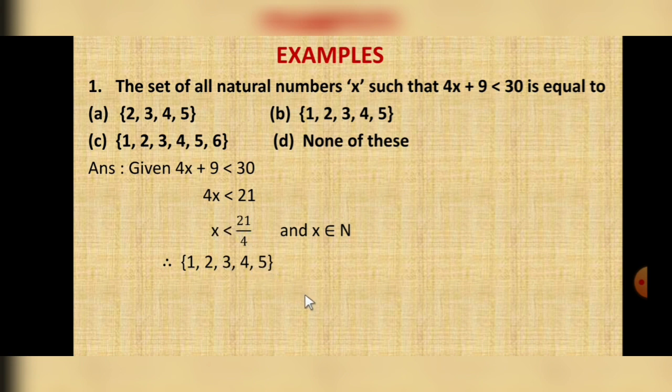So option B is the correct answer. The x values are 1, 2, 3, 4, 5. So students, the two important things here: x is a natural number and this is the given term. Just simplify, and you have to take the x values that are natural numbers. So option B is the correct answer.